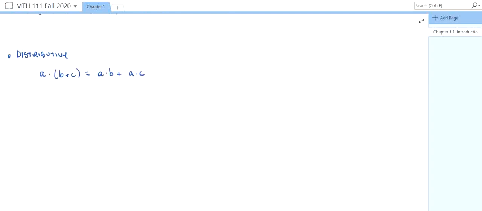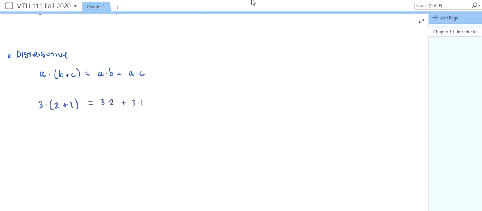Next property is a little more important to us, the distributive property. The distributive property says that if you take a single value and you multiply it by the sum of two numbers, you could take it individually and multiply by each individual number and have the sum of the two multiplications separately. So let's do an example of this one.